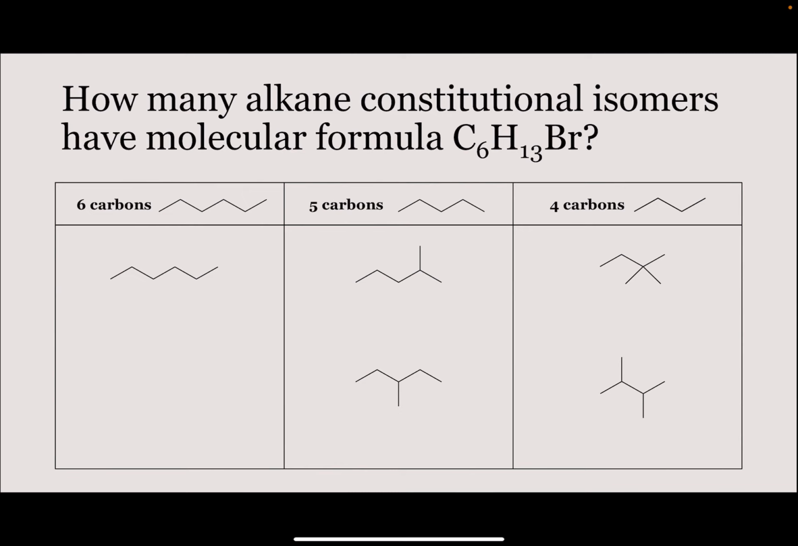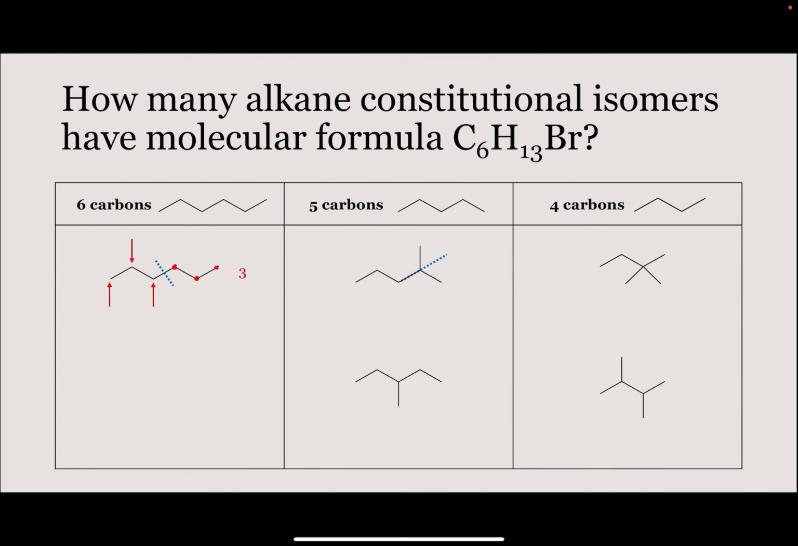So let's start with our 6 carbon molecule. I notice here that I have one mirror plane of symmetry in the middle. So I can put a bromine over here, a bromine over here, and a bromine over here, for 3 different options. Notice that if I put a bromine in any of these other 3 positions, I will just repeat those compounds due to the mirror plane of symmetry. All right, let's repeat for all the other constitutional isomers.